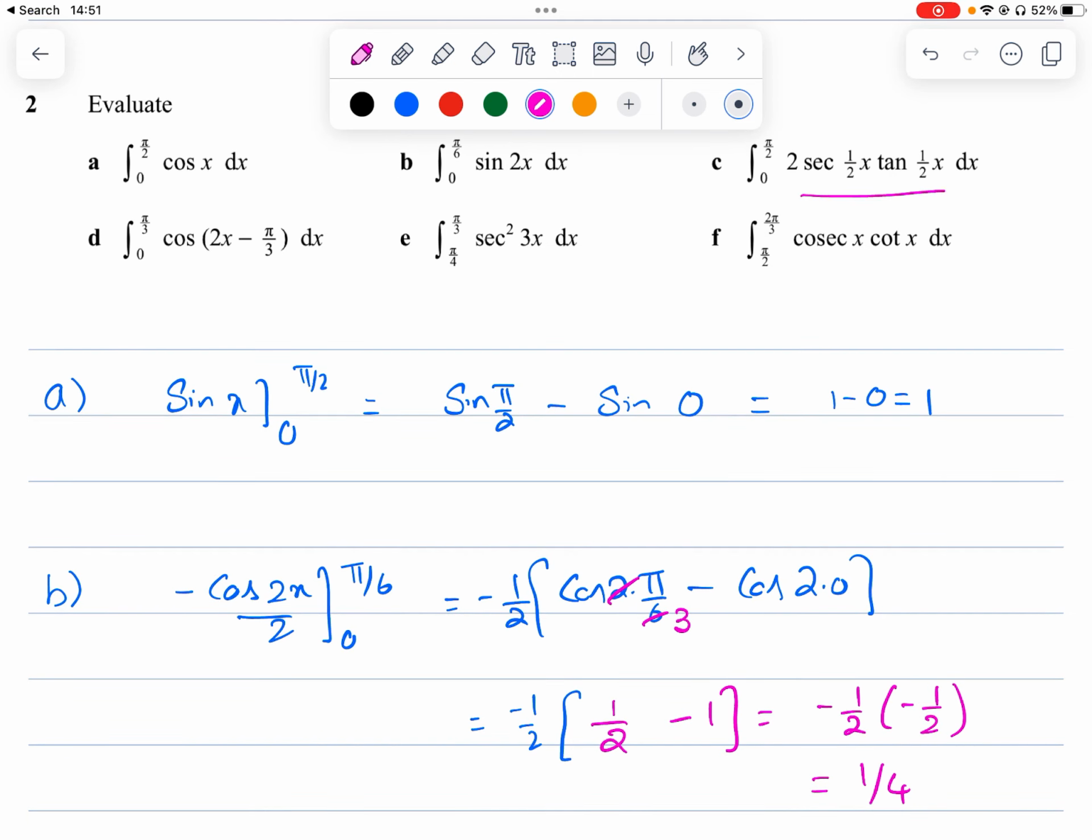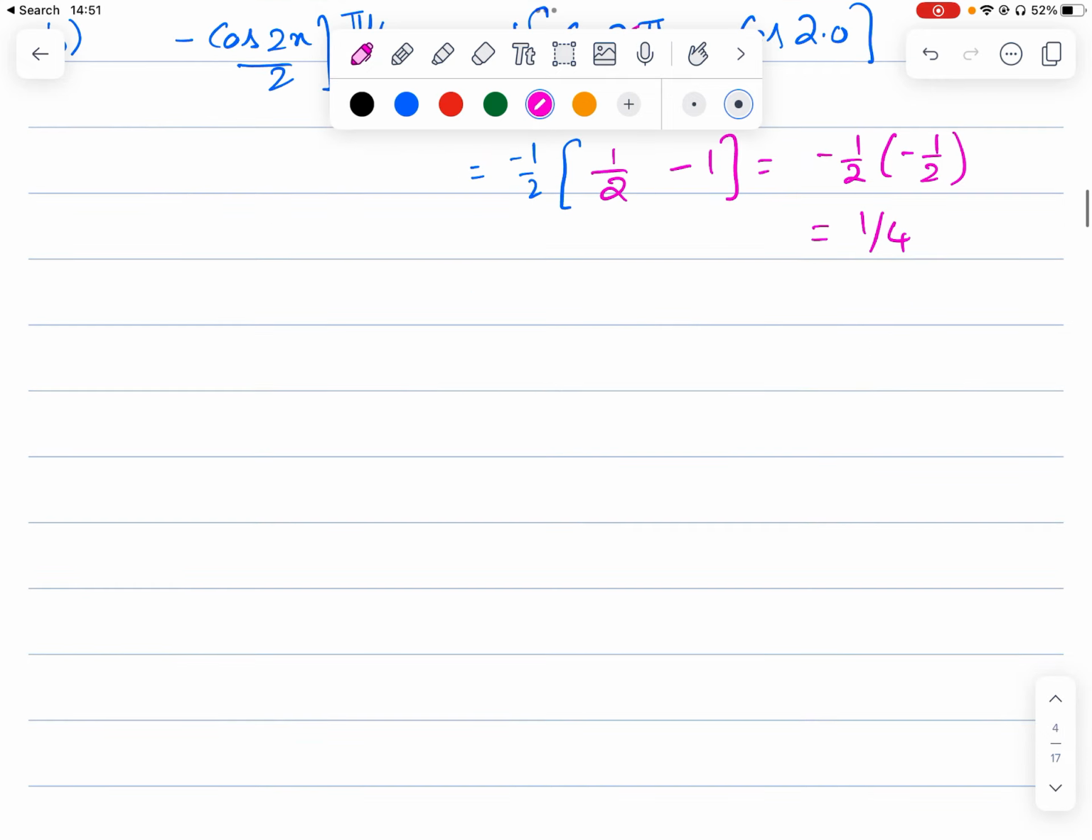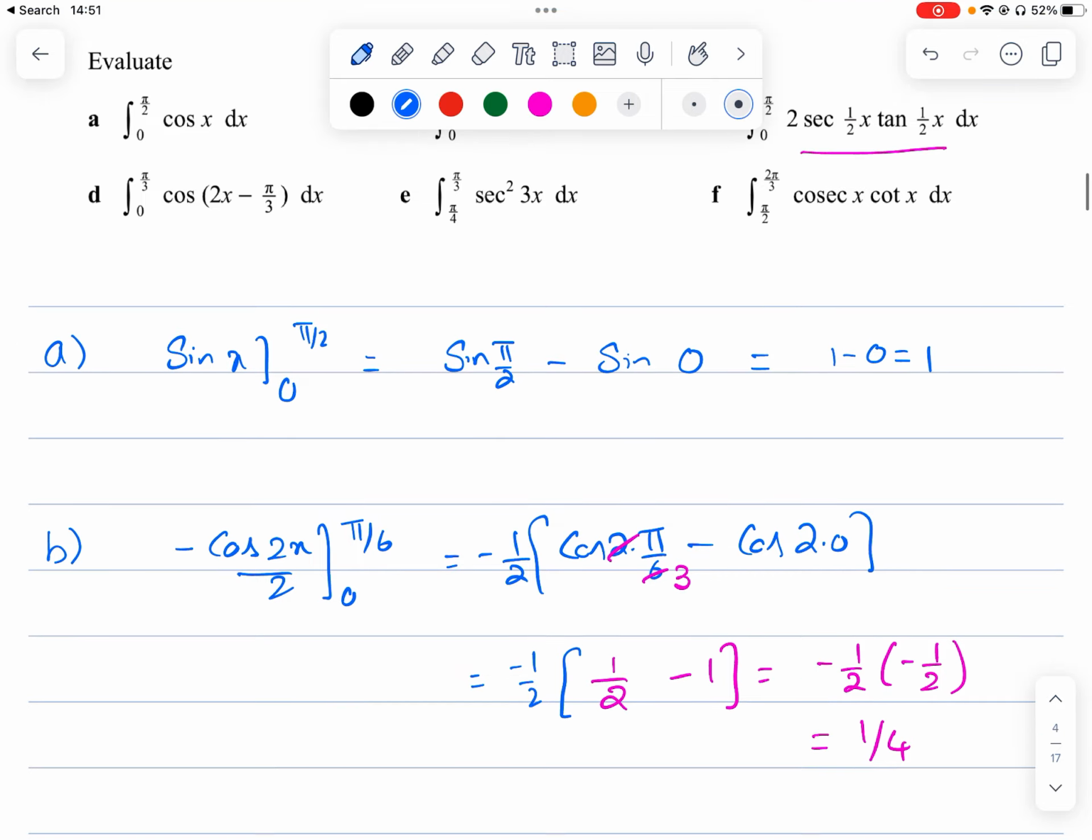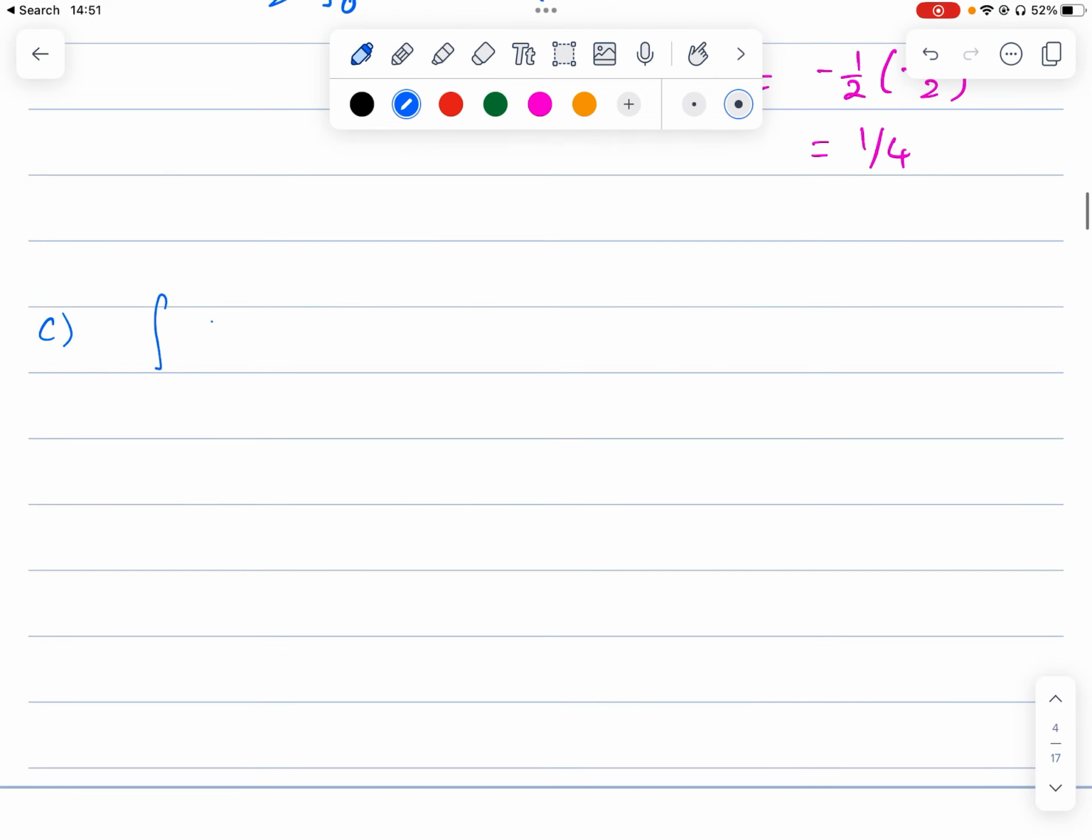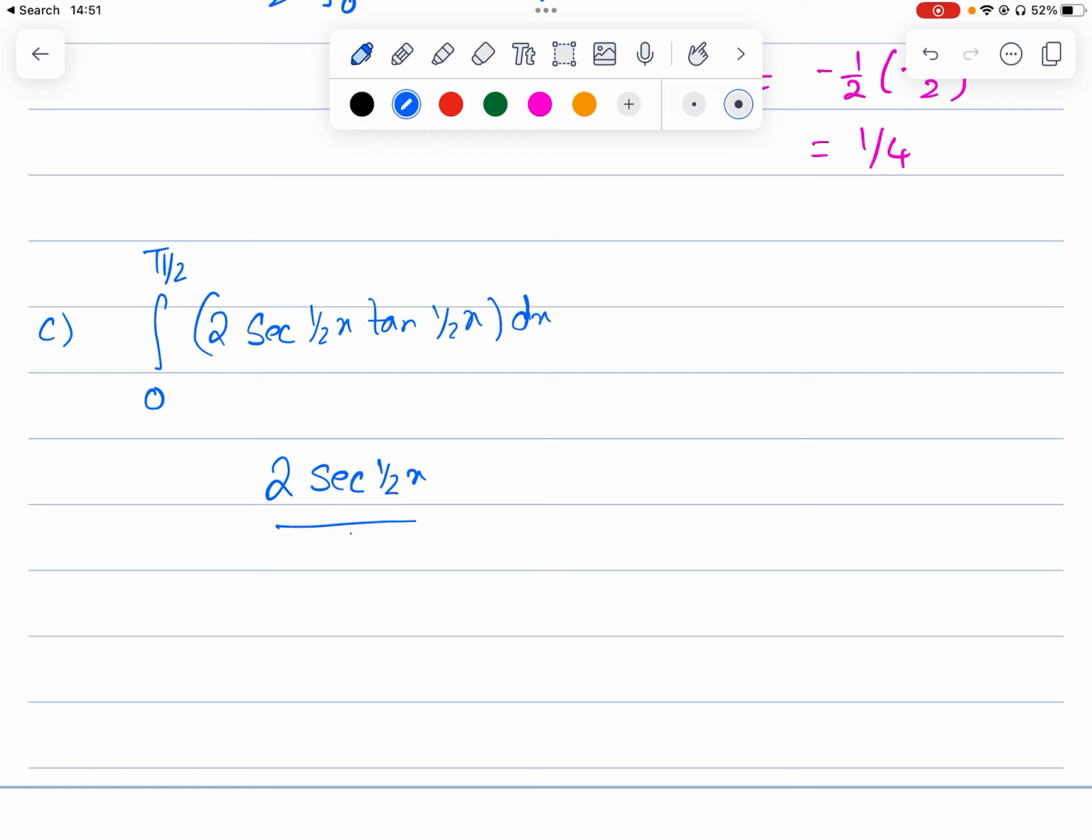Part C, secant x tan x integral is secant x. So let's write integral of 2 secant half x tan half x from 0 to pi by 2. 2 secant half x tan half x dx from 0 to pi upon 2. So what does that become? Secant x tan x integral is nothing but what? Secant x. Secant half x. 2 secant half x divided by 1 upon 2 from 0 to pi upon 2. So it becomes 4 secant half x from 0 to pi upon 2.